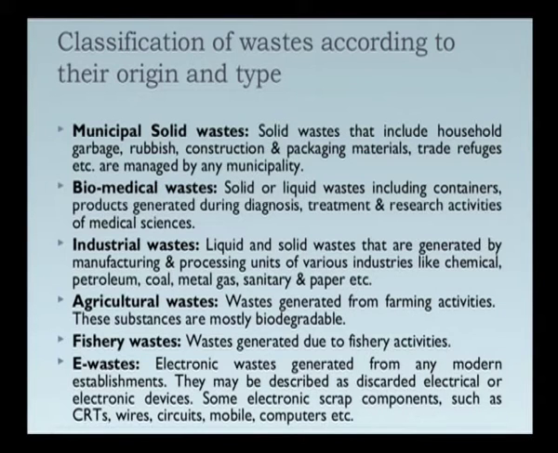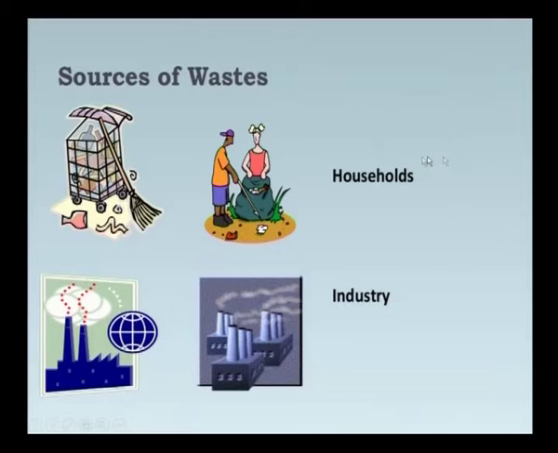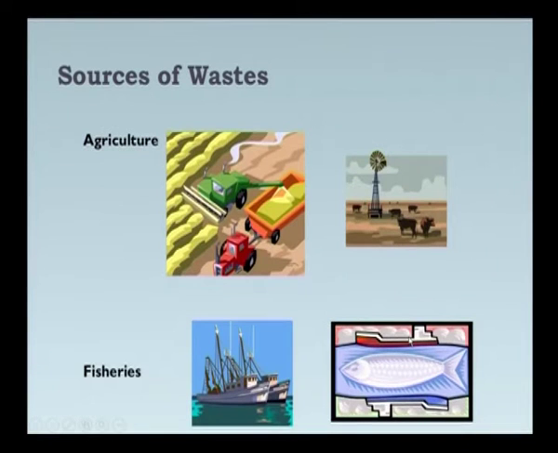E-waste is a newly emerging waste which is causing a lot of problems, which is basically discarded electrical or electronic devices from any modern establishment. Some electronic scrap components such as CRTs, wires, circuits, mobiles, computers, CDs, previously floppy disks, all of that is considered e-waste. We saw household generating waste, which could be both organic as well as inorganic, industries, agricultural waste, fisheries waste, which is in the rivers and seas.